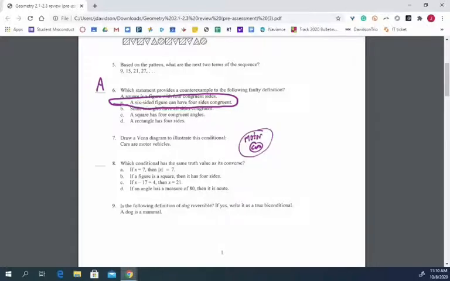If x equals 7, then the absolute value of x equals 7. If you reverse that, if the absolute value of x equals 7, then x equals 7. That's not true because x could equal negative 7. So it's not A. B, if a figure is a square, then it has four sides. If it has four sides, then it's a square. No, rectangles have four sides. C, if x minus 17 equals 4, then x equals 21. If x equals 21, then x minus 17 equals 4. Yeah, that one has the same truth value. Yeah, it's C, because D is false too. If it's acute, then the angle has a measure of 80. That's not the case. It could be anything under 90.